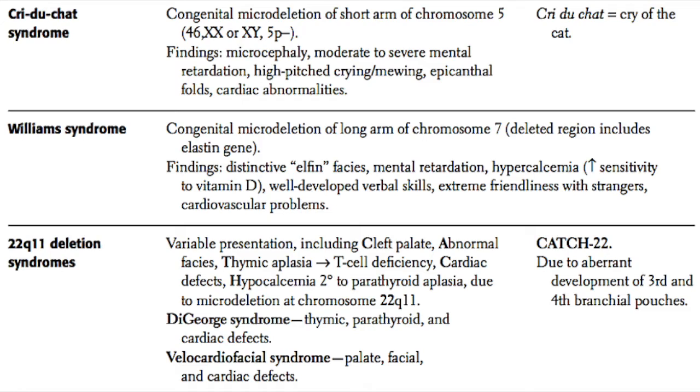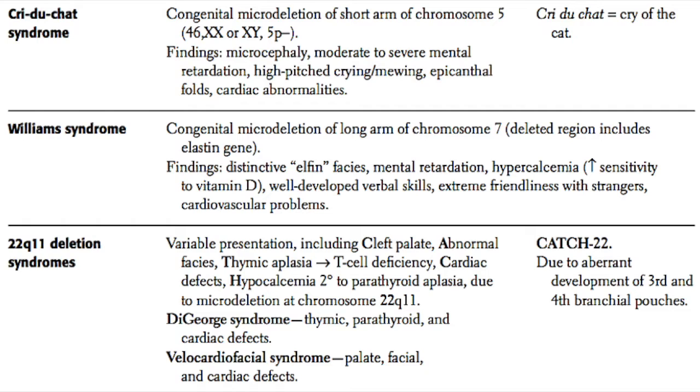Cri du chat literally means cry of the cat. It's caused by a microdeletion of the short arm of chromosome 5. It causes mental retardation and a very characteristic facies, including epicanthal folds. It also causes cardiac abnormalities and a very characteristic high-pitched crying, which sounds like the mewing of a cat. Williams disease is caused by deletion of the long arm of chromosome 7, which contains elastin. This causes mental retardation and a very characteristic elfin type of facies. It also causes hypercalcemia. They behaviorally are overly friendly, and there are also cardiovascular problems.